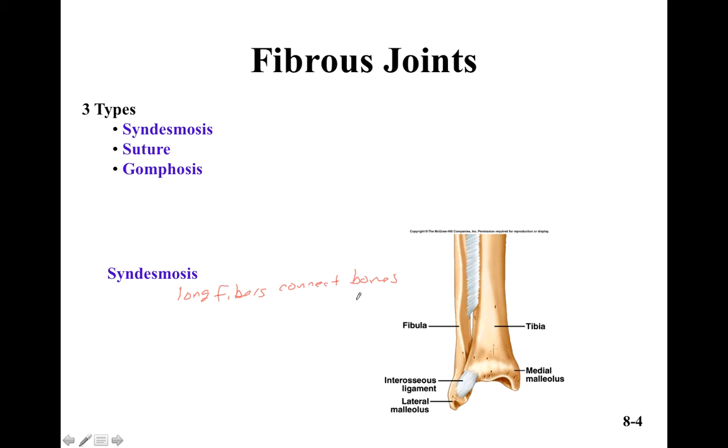Okay. They tend to be amphiarthrotic, like the distal ends of the tibia and fibula. So that's why we learn those bone names. And this one, we have an interosseous membrane, which will be right here, and an interosseous ligament, which is here. So these are two syndesmosis joints.